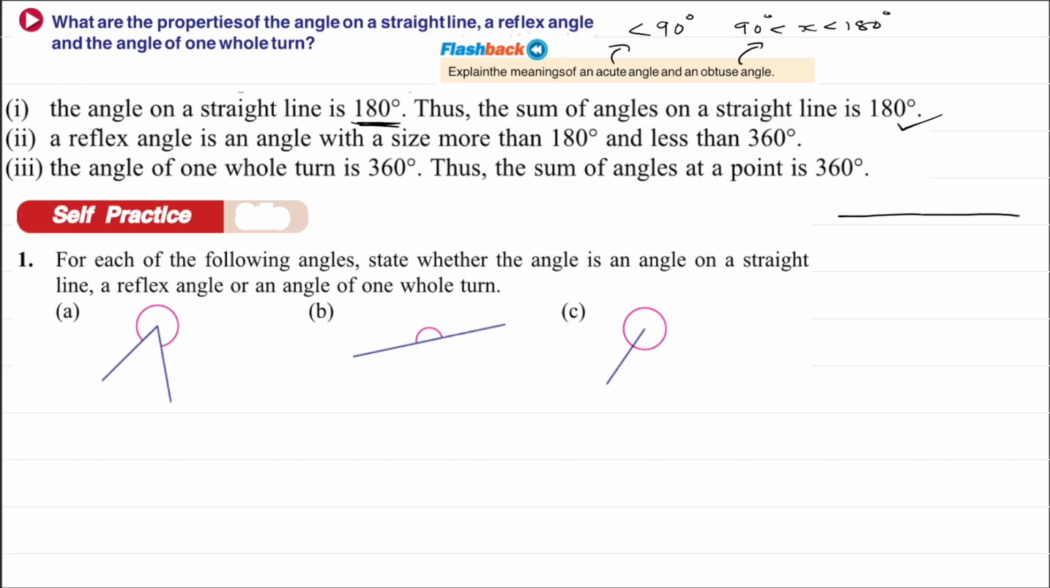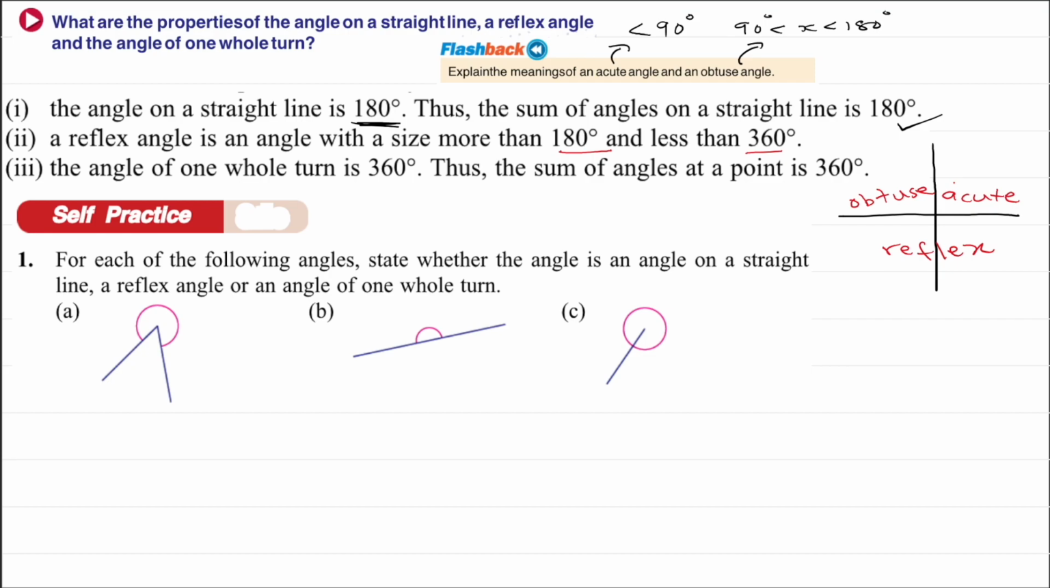Maksudnya dekat sini, kalau kamu ada satu complete circle, satu complete cycle dekat sini, yang belah sini ni kita panggil dia acute, kurang 90. Sampai dekat belah sini kita panggil dia sebagai obtuse angle. Dan more than 180, less than 360, maksudnya dia cover dua region dekat sini. Kita panggil dia sebagai reflex angle.